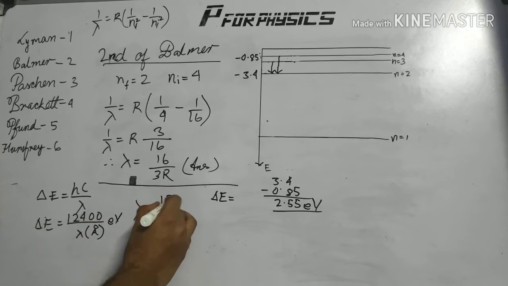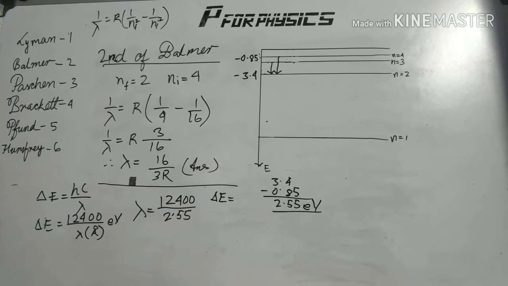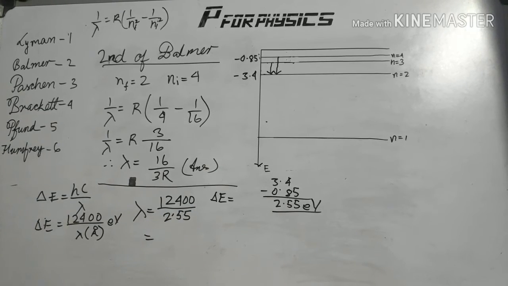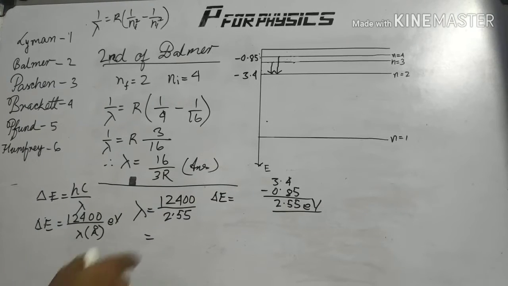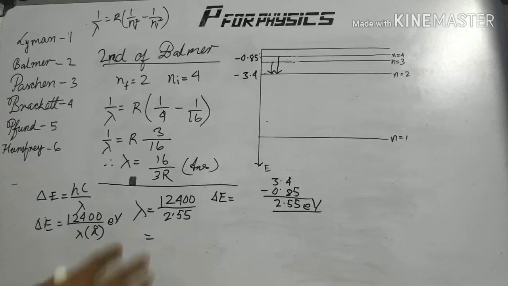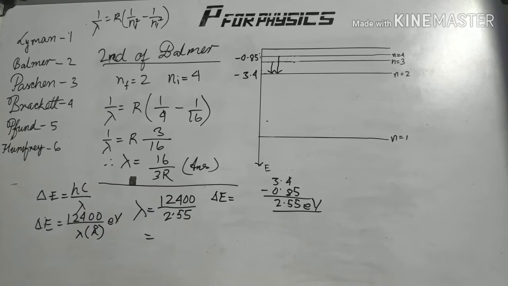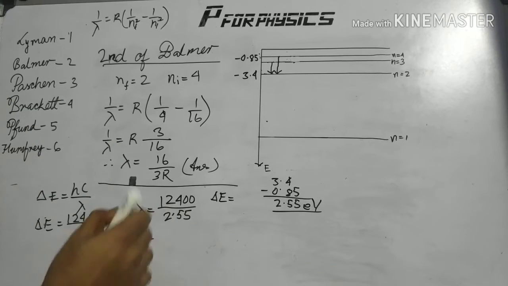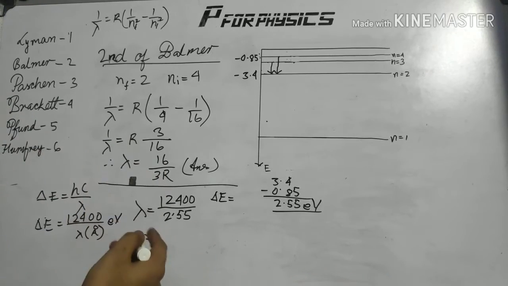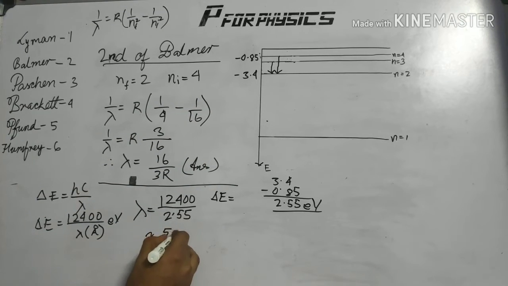So it will be 12400 by 2.55. Okay, so do it this way. If you have 3 here, it will be 12,000 by 3, 4,000 something. If it was 2, it will be 6,000 something. So since it is 2.5, it will be anything in between 4,000 and 6,000. So let's take the rounded off result as 5,000 angstrom.